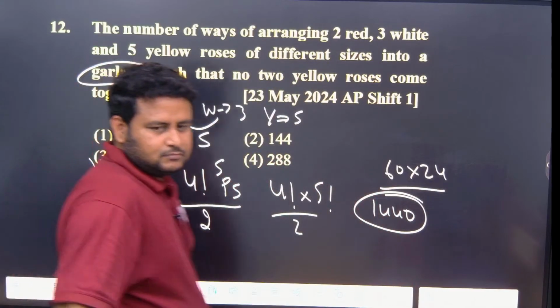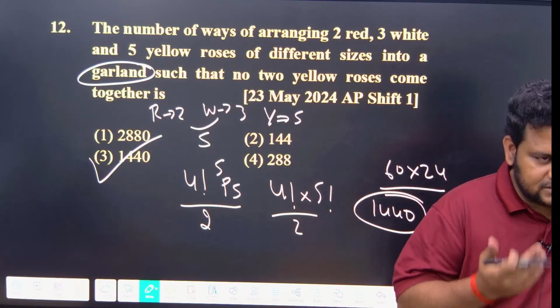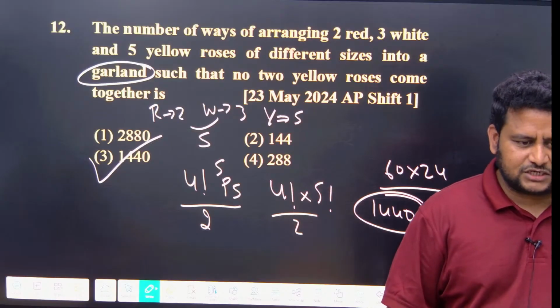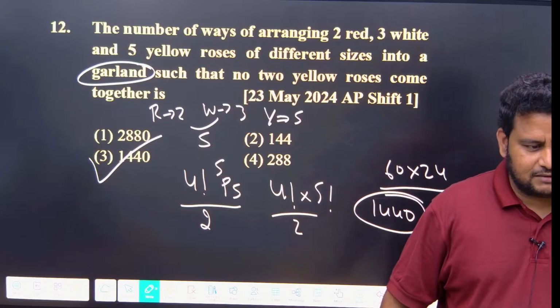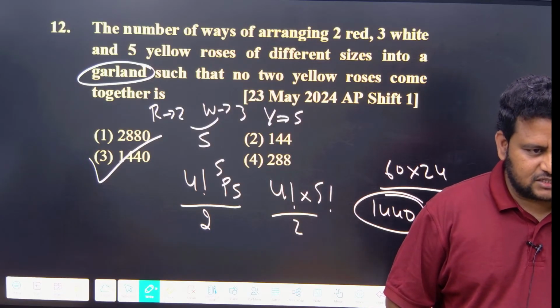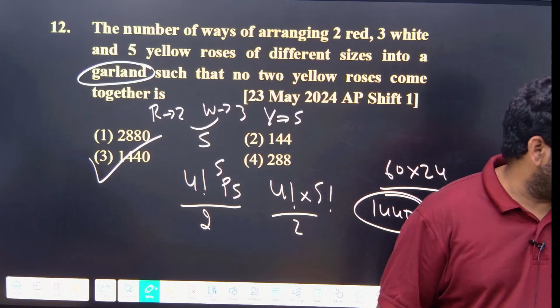The answer is third option. Understood everyone? So, first do circular. Whenever they give garland, no need to panic. Just do circular divided by 2. Understood? How to do when garland comes, when linear comes, when circular comes? Clear now? The last 2 concepts which I discussed today are also important. Revise it again.